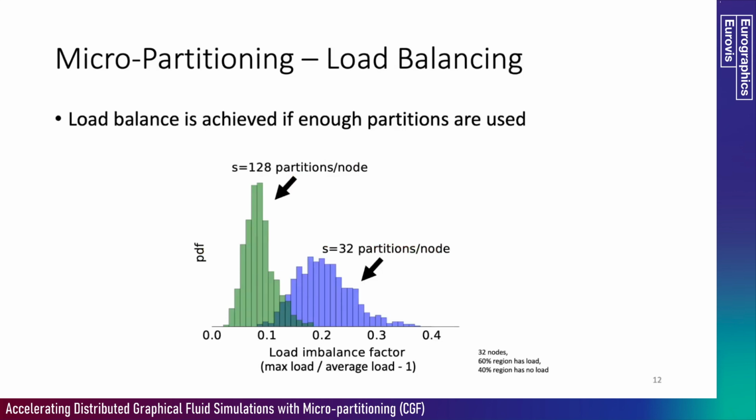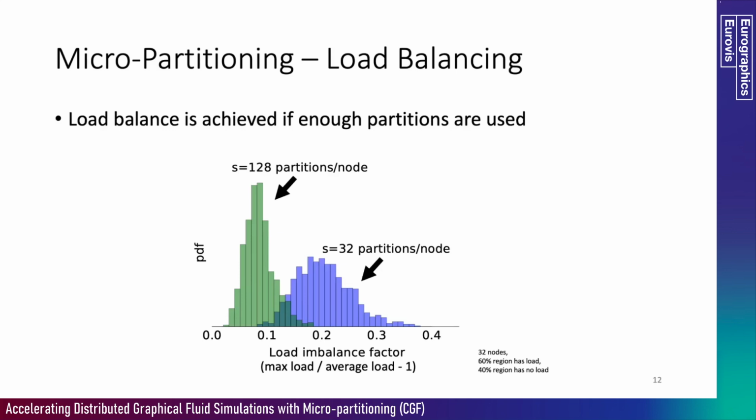How well micro-partitioning balances load depends on the number of partitions. If you have 100 partitions per node, then on average, each node will get 60 busy partitions and 40 idle ones. But there will be some variance. Some nodes will get 65 busy and 35 idle. The important performance metric is the expected maximum load assigned to one node. So we define the load imbalance factor as the maximum load of all nodes divided by the average load, minus 1. As more partitions are used, the distribution of the load imbalance factor moves closer to 0.